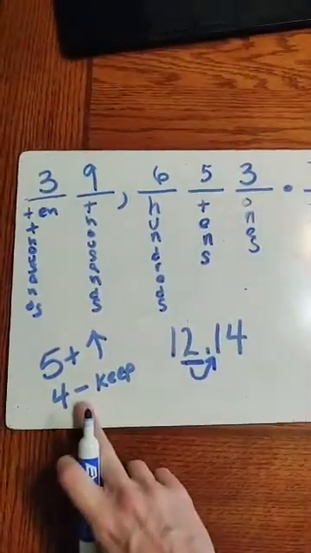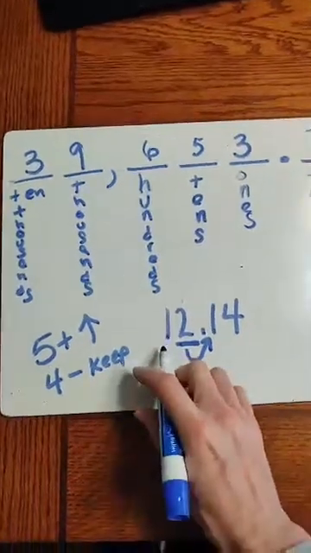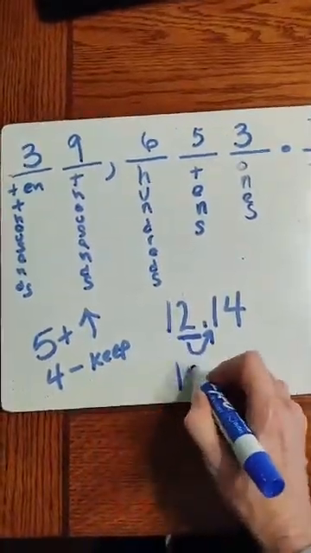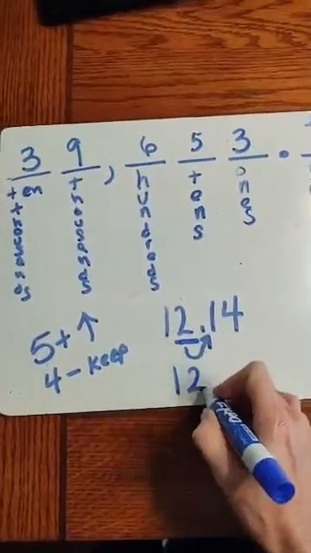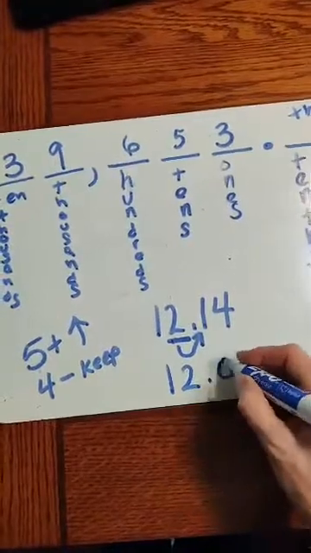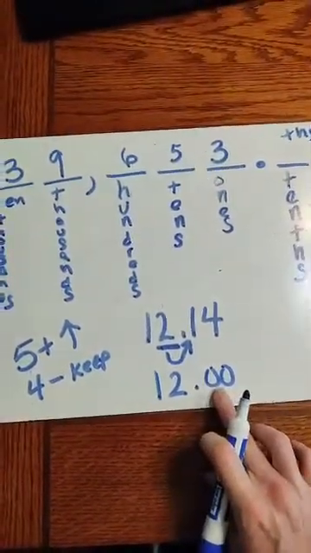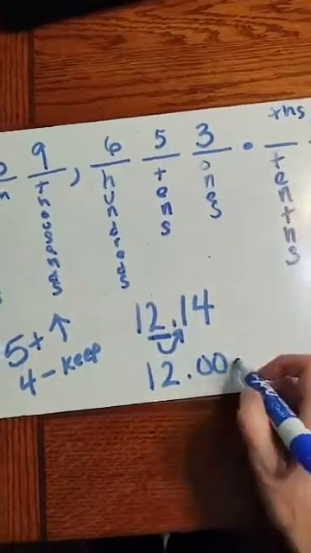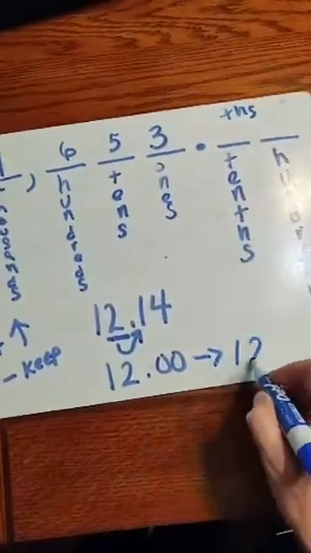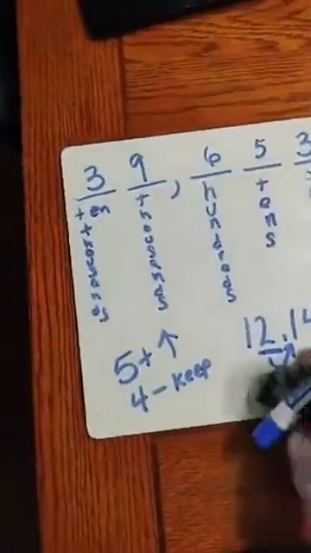1 is 4 or less. So I'm going to keep it. Remember, anything to the left of it stays. I said I'm keeping this, and anything to the right of it becomes zeros. Okay, do we need these 2 zeros after the decimal? You're right, we don't. It's simpler just to write 12. Okay, let's try another one.